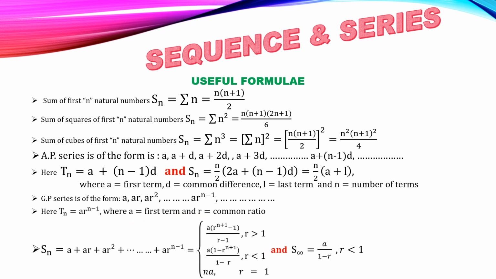And we observe the sum of n terms in the geometric series, that is a plus ar plus ar square plus and so on plus ar to the power of n minus 1. Here the sum of n terms depends upon r greater than 1, r less than 1 and r equals 1. In this, a into r to the power of n minus 1 by r minus 1, here common ratio is greater than 1, and a into 1 minus r to the power of n by 1 minus r, here r is less than 1. And when r equals 1, the sum of n terms equals na.